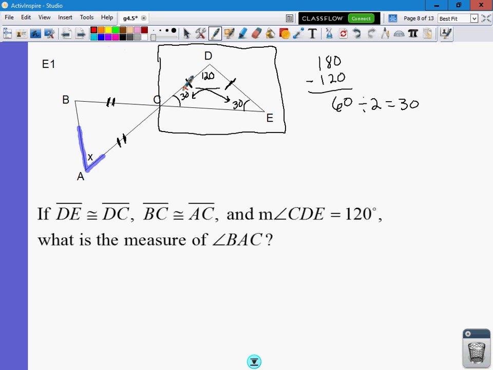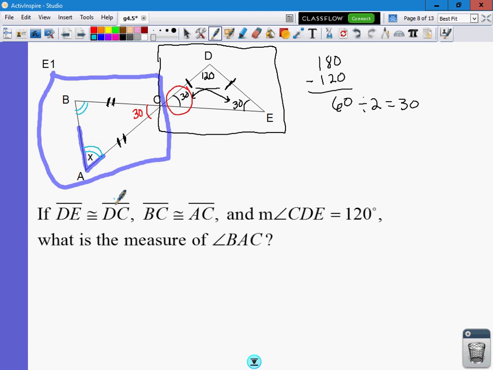If this angle is 30 degrees, can I use that information in the other triangle? Yeah, the vertical angle. So I know that this is also what? 30 degrees. And now I can focus on just this triangle that's over here. It's an isosceles triangle as well. So what do I know about its base angles? They're congruent. So angle B and angle A are the same.